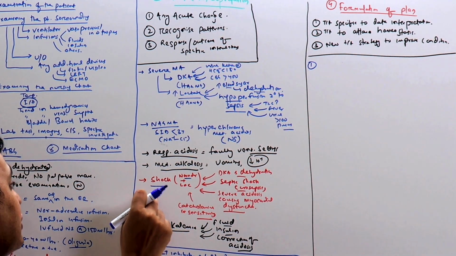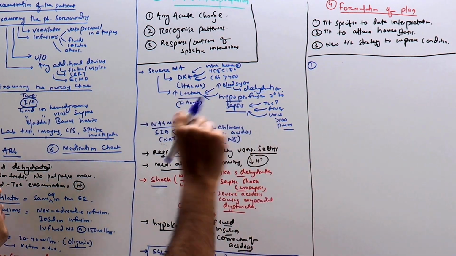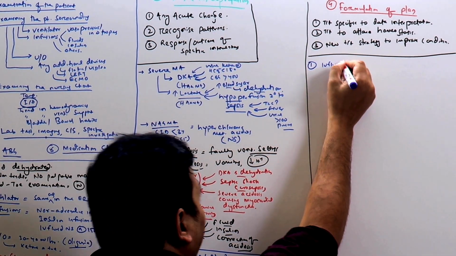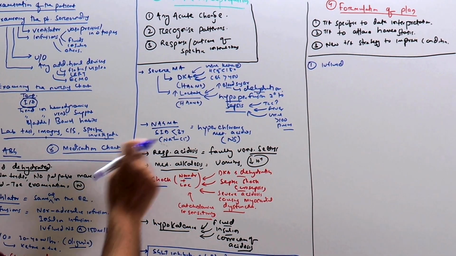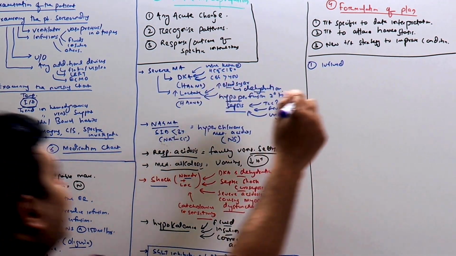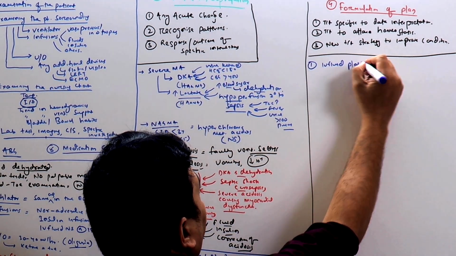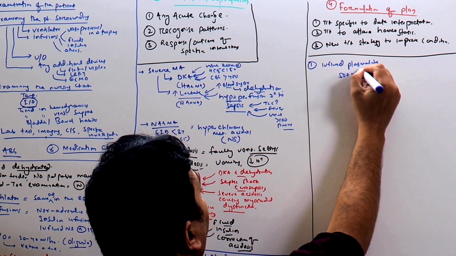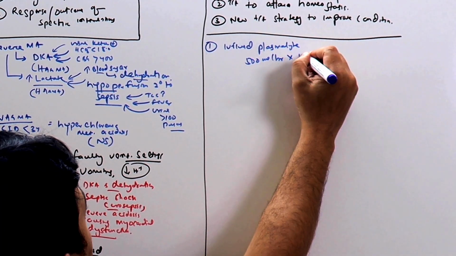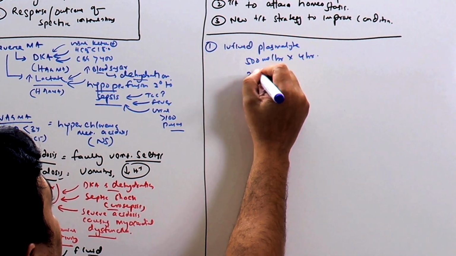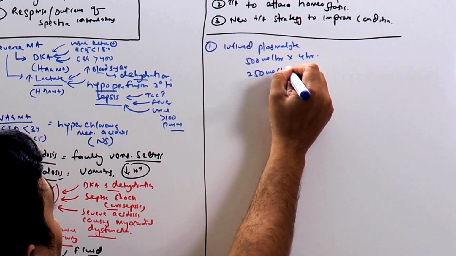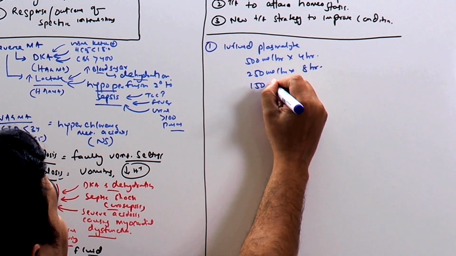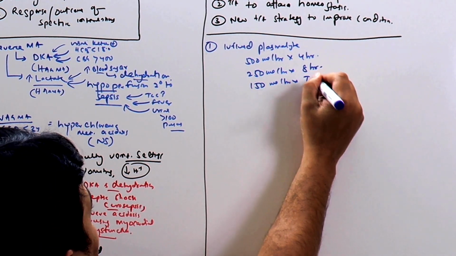Here sepsis is also there, but the DKA protocol will cover for sepsis fluid also. So give IV fluid and we'll avoid normal saline because there is a hyperchloremic acidosis. We'll give Plasma-Lyte. You can give 500 ml per hour for 4 hours. Then 250 ml per hour for 8 hours. Then 150 ml per hour to continue.